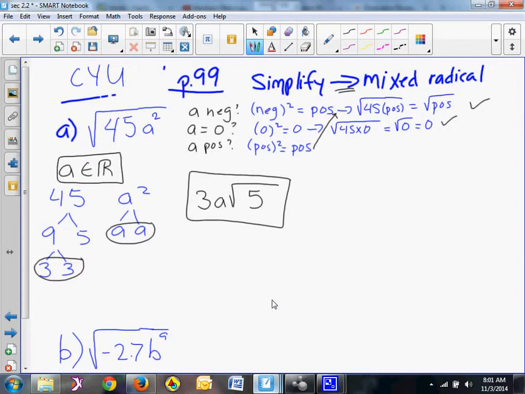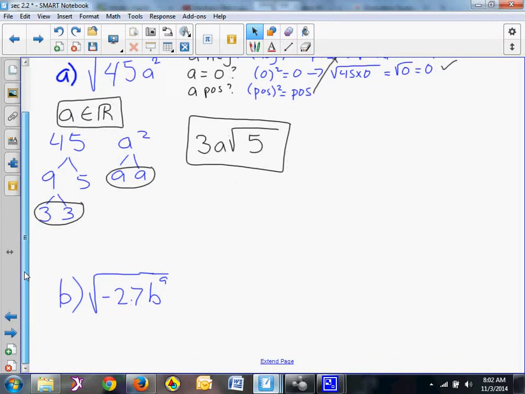Now you notice in your answer key that they actually want the absolute value of a. I'm not going to be super picky about that. I'm just going to leave it at that. You can put the absolute value there, but you don't have to if you don't want to. I'm not going to be super fussy. So let's do another one.